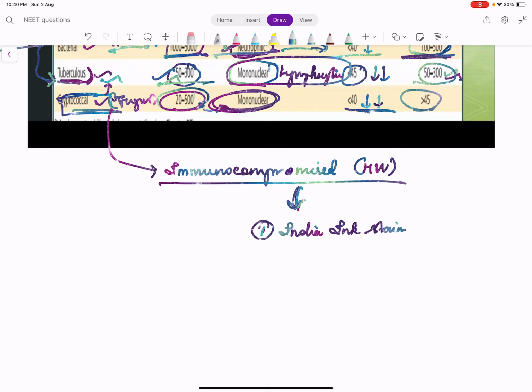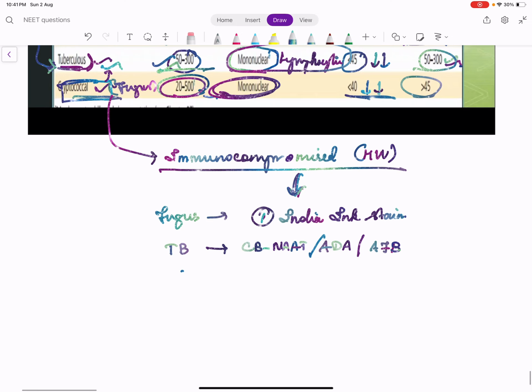So CSF is not the final diagnosis. This will give only a clue. So to diagnose fungal, we can send India ink stain. To diagnose tubercular, we can send CB-NAAT, we can send CSF ADA. ADA is a protein which is elevated in TB. We can do acid-fast bacilli staining, Ziehl-Neelsen staining can be done. For bacteria, we can do a culture. We can do a culture sensitivity. And for viral, we can send viral PCR. PCR testing can be done to identify which type of virus.